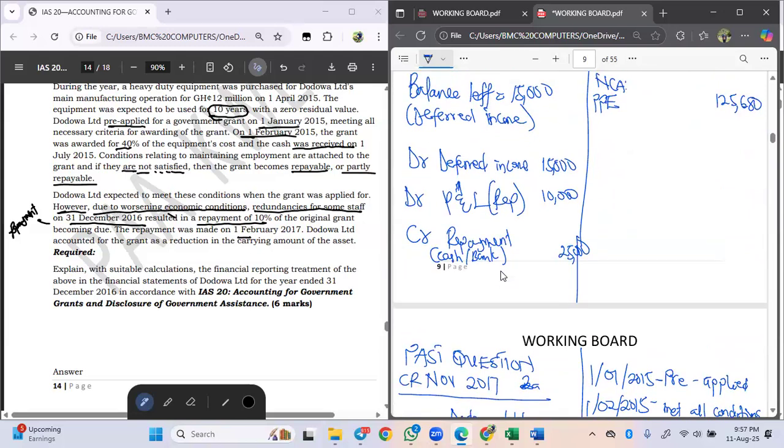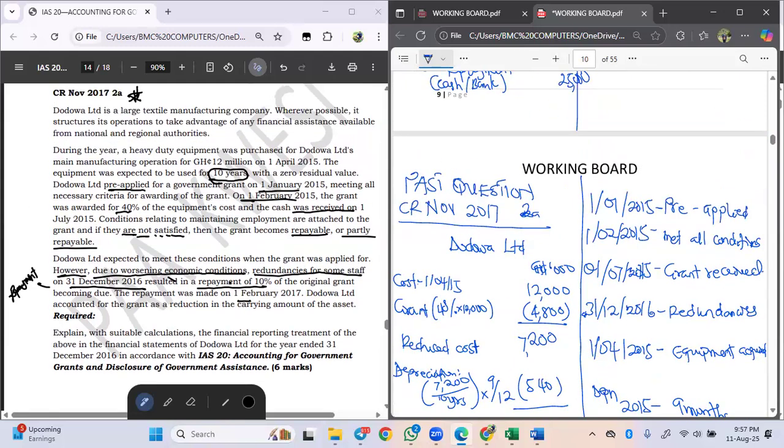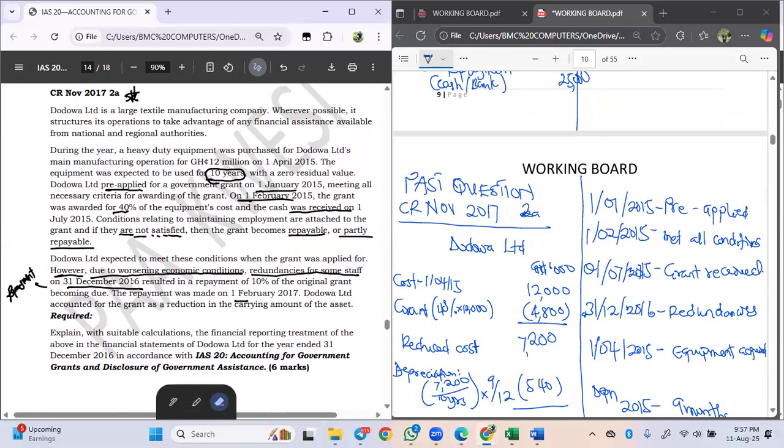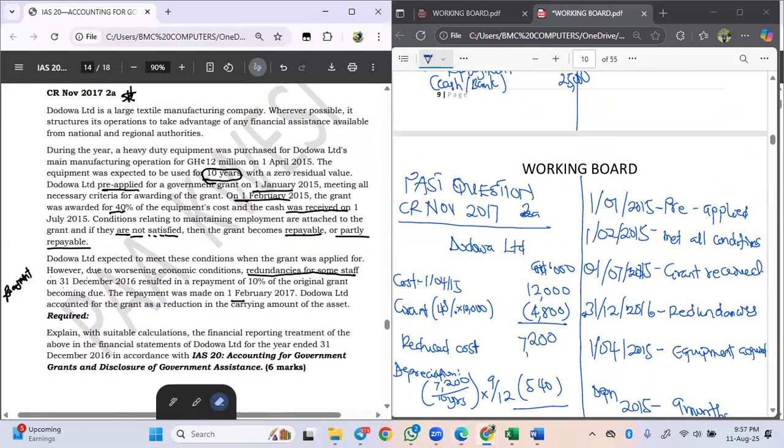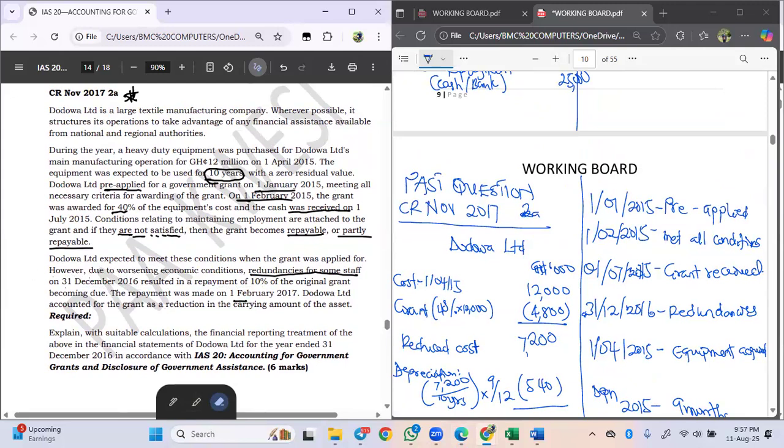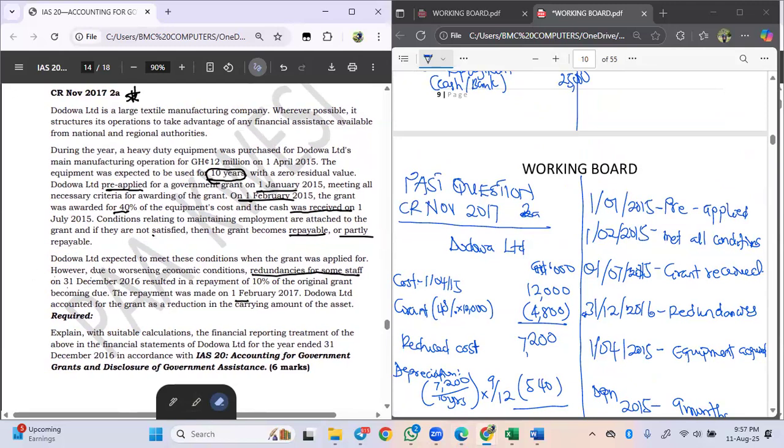So please, repayment is not difficult. Just go through it. If you get a question on IAS 20 in corporate reporting, it will be repayment, trust me. The deduction and deferred credit approach is for financial reporting.